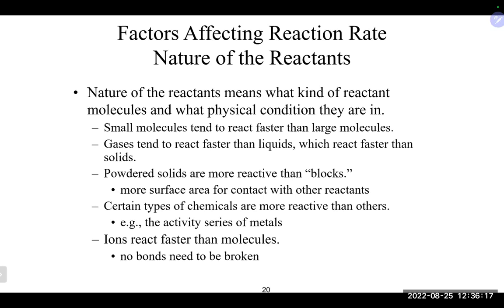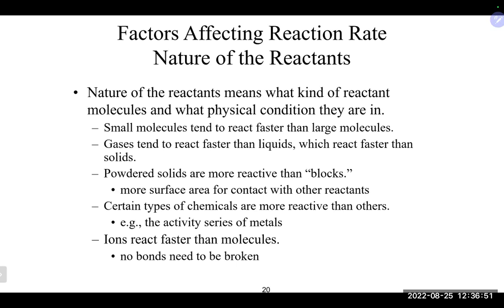Ions are definitely more reactive than molecules because, frankly, where's the one place where we see ions? Where do ions really are in a real life situation? Where do we find them? Anybody know? What state are ions in typically? Solid, liquid, gas, aqueous. They are aqueous. Ions are typically found in solutions, right? And they're aqueous in solutions, which means they're floating around ready to go, right?